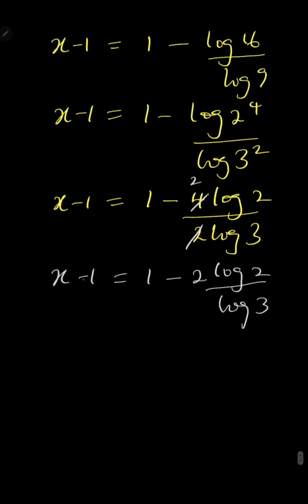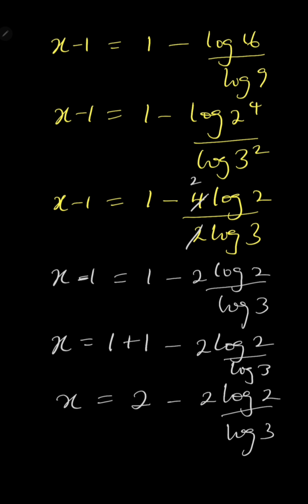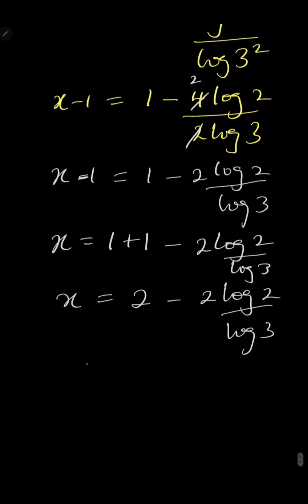So let us bring this minus 1 to the right. So x is now 1 plus 1 minus 2 log 2 all over log 3. And of course, 1 plus 1 is 2, take away 2 log 2 all over log 3. Sorry, this is log 3, then log 3. And this is just the final solution to this problem.